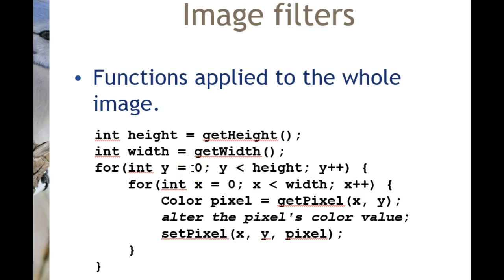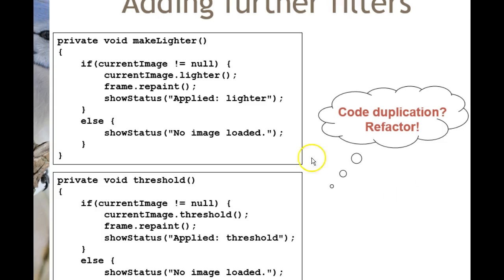In this example, we can see the filters being applied to the image to change the color of each pixel, for the whole width and height. We are using setPixel here, so it's changing the pixel color value, as you can see in this comment. Here you can see the other filters: lighter, darker, and threshold.